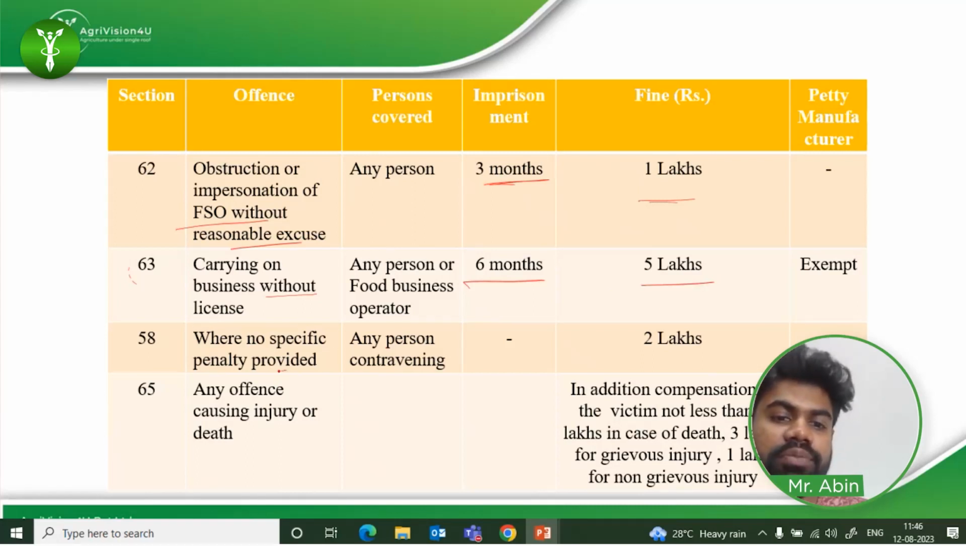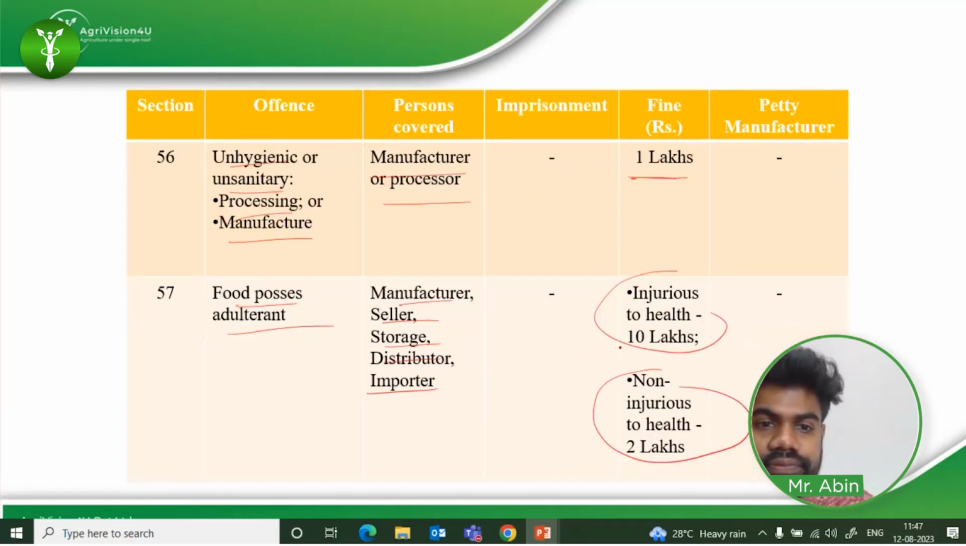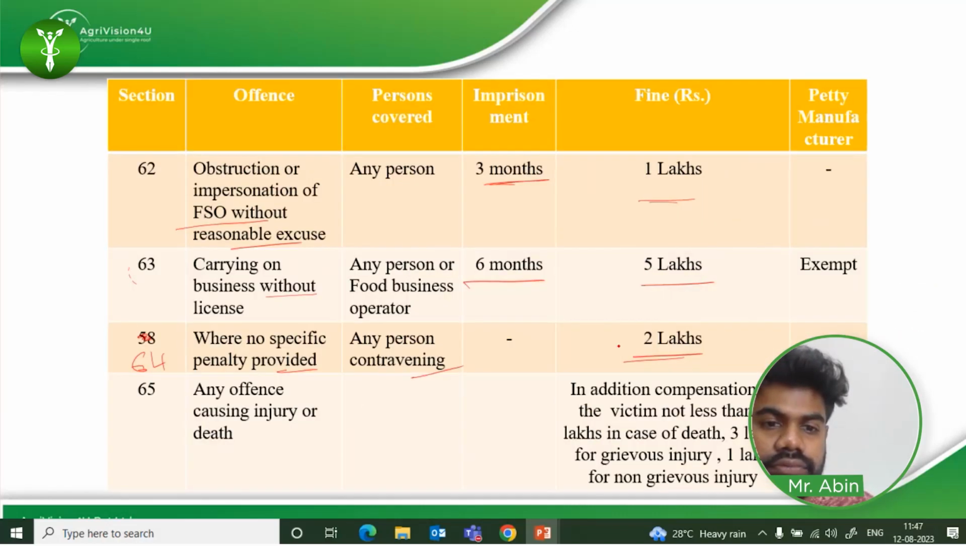No specific penalty is provided. Sorry, this is 64, not 58. Any person contravening this will be responsible for a fine of 2 lakh rupees. I'll just check whether it is 54 or 64. I'll cross check and tell you.